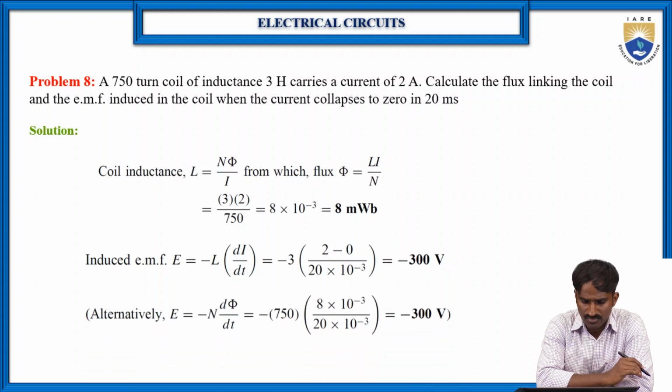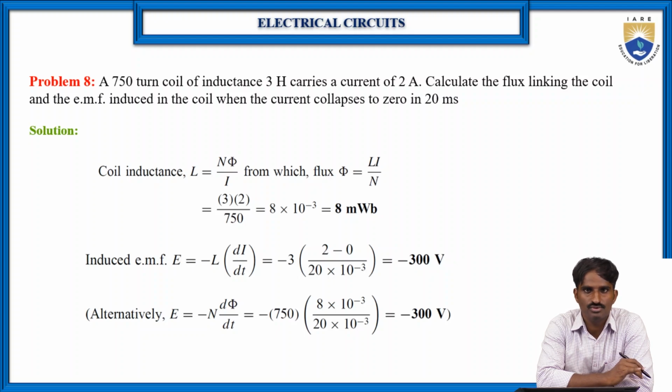And then of course, there is another alternative method also, because as I told you, there are two equations for the induced EMF. One is in terms of I, another one is in terms of phi. So in terms of I, E is equal to minus L into di by dt, and in terms of phi, E is equal to minus N into d phi by dt, because here we know the value of N also, which is equal to 750 turns.